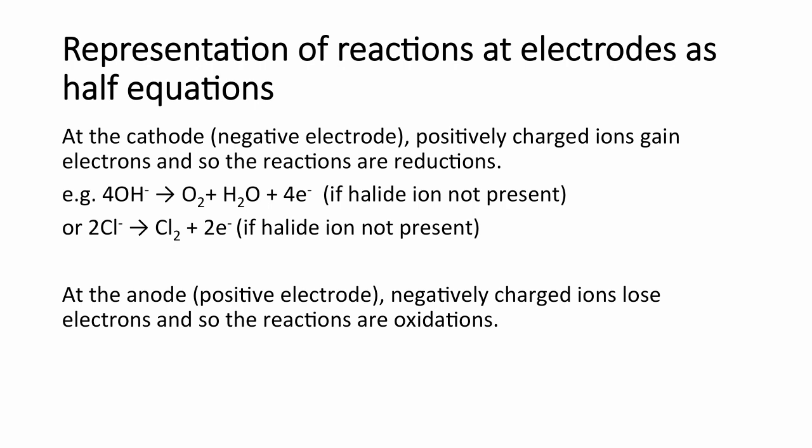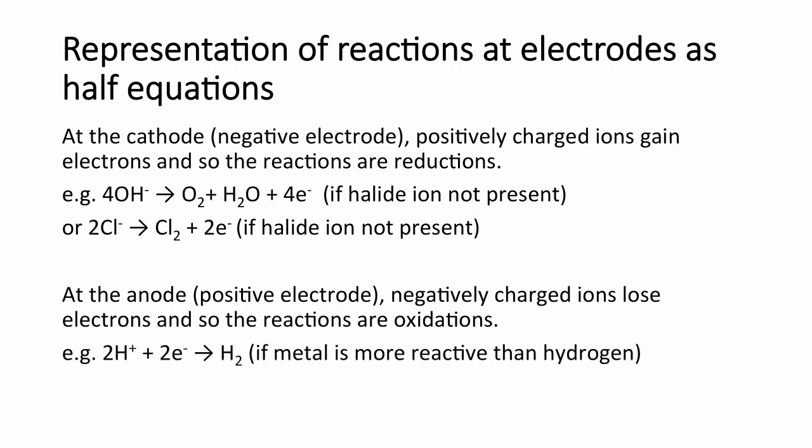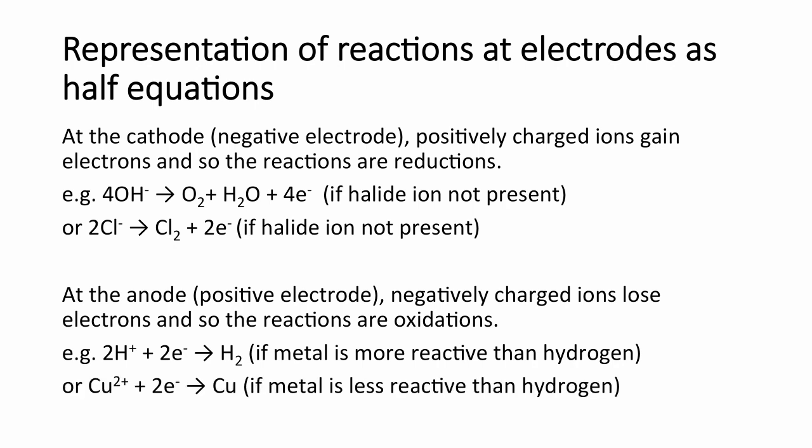At the anode, the positive electrode, negatively charged ions lose electrons, and so the reactions are oxidations. For example, hydrogen ions gain 2 electrons to form the H2 molecule if the metal is more reactive than hydrogen. Or, for example, copper 2+ will gain 2 electrons to form copper metal if the metal is less reactive than hydrogen.